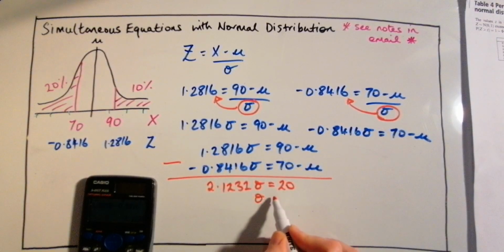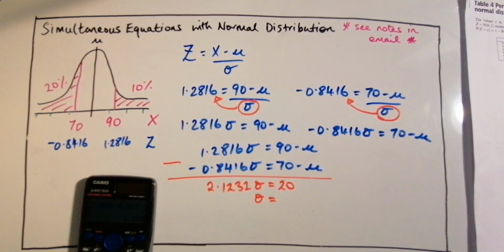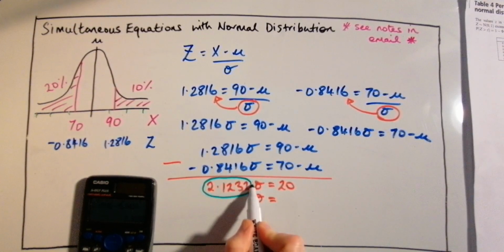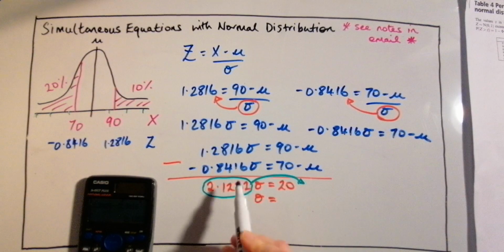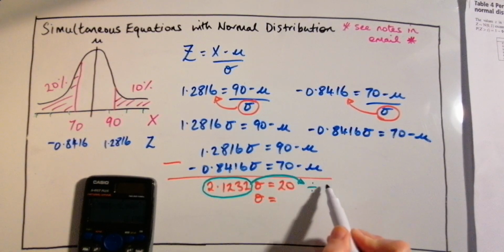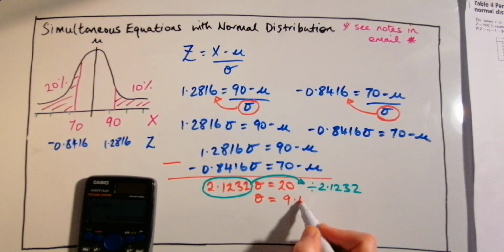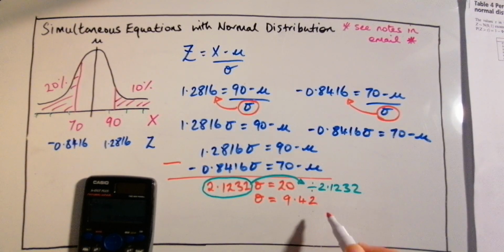So all we need to do now is solve this to get standard deviation. So we'll take this over to the other side, change sides, change signs. If it's multiplying there, it's going to divide over there. Okay, so 20 divided by that gives me an answer of 9.419. I'll round that off to 9.42. Okay, that's my standard deviation.